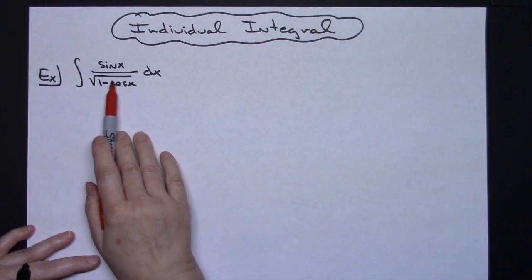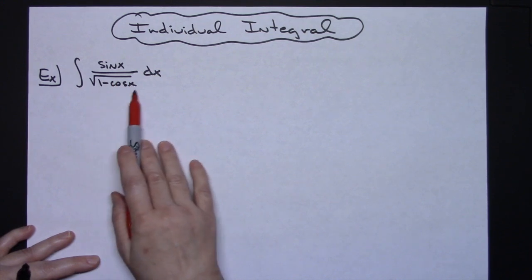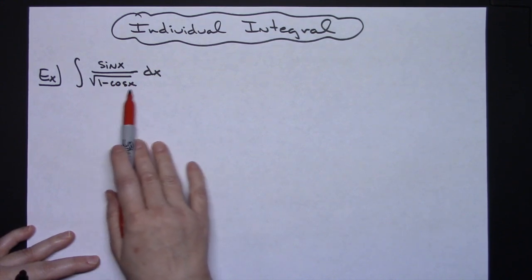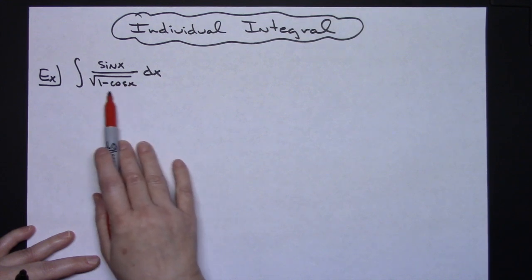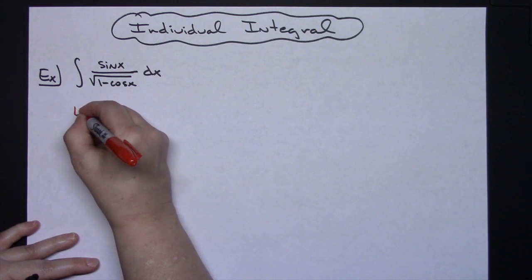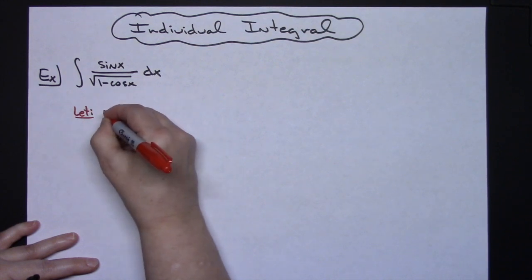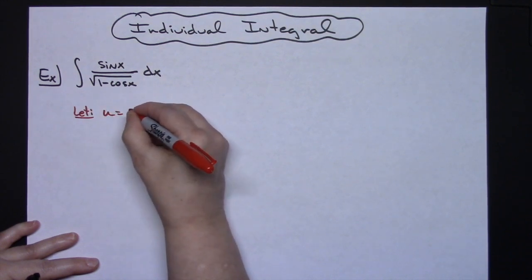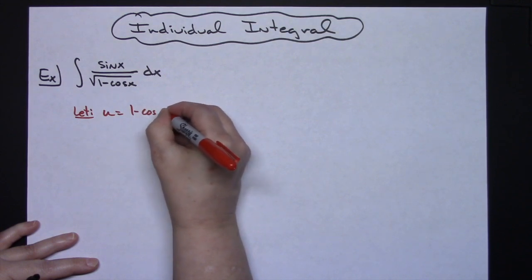So for a U-substitution, I'm going to look for the inside part of any composite function that I might see there. So in that denominator, I've got the 1 minus cosine x on the inside of the radical. So that's where I'm going to start with letting u equal that. So u is going to be equal to 1 minus cosine x.